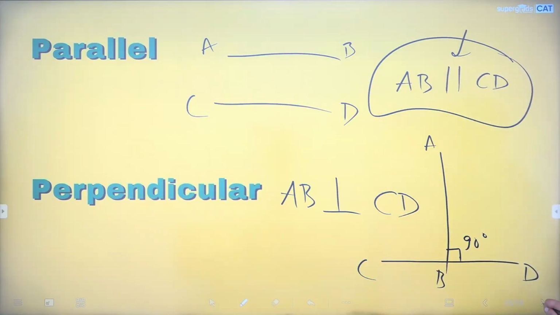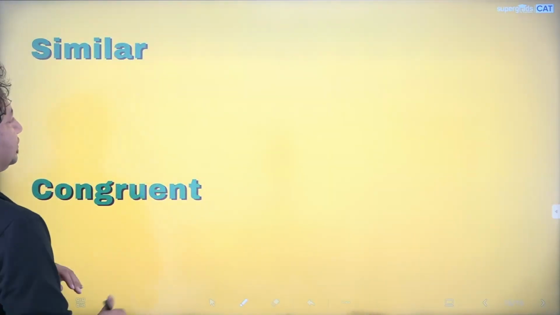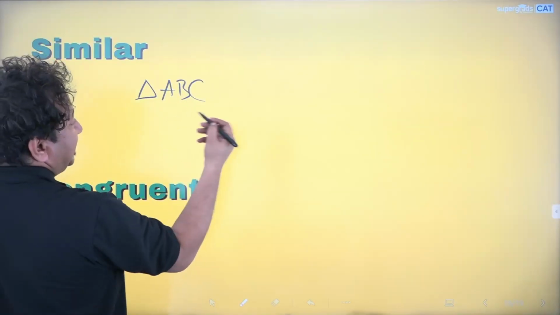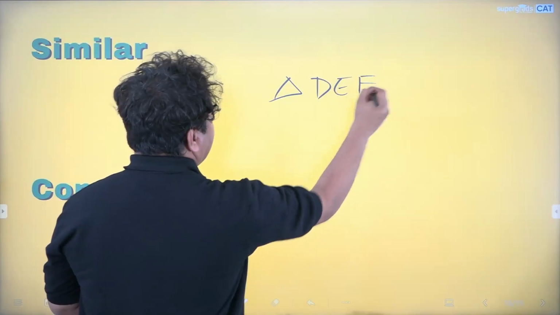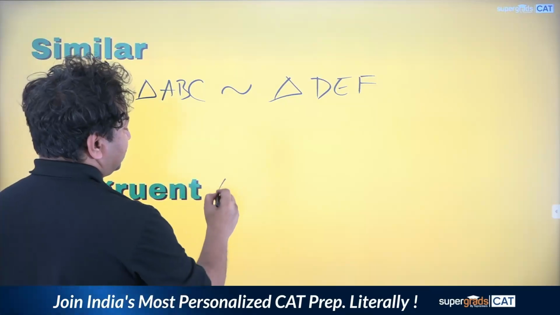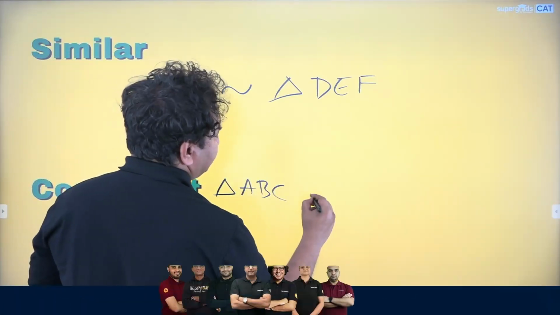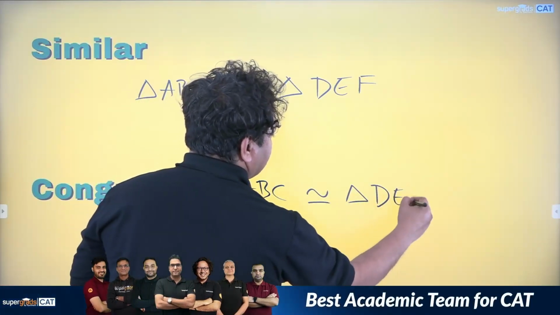Now coming to the next set, similar and congruent. Triangles can be similar, triangles can be congruent. If I want to write triangle ABC is similar to triangle, let's say, DEF, I'll use this. This is the symbol for similarity, and I'll explain what is similar and congruent. For congruent, we'll use this symbol.